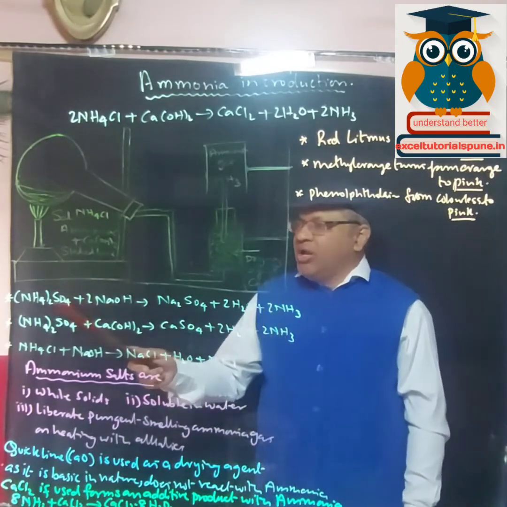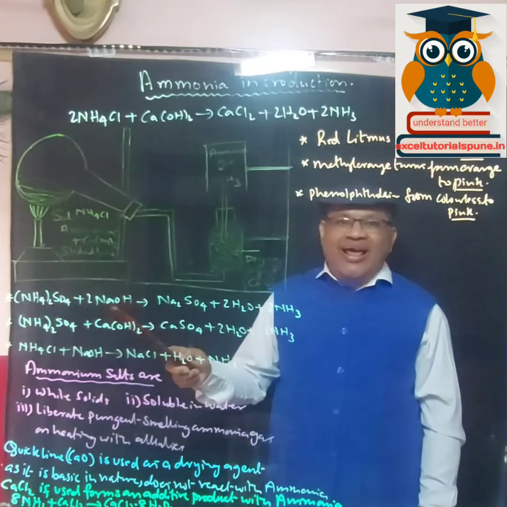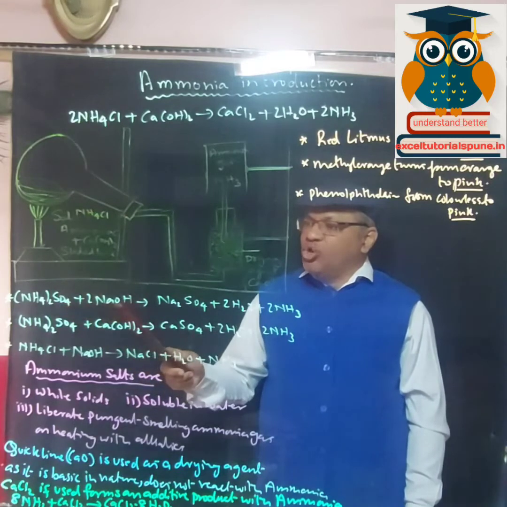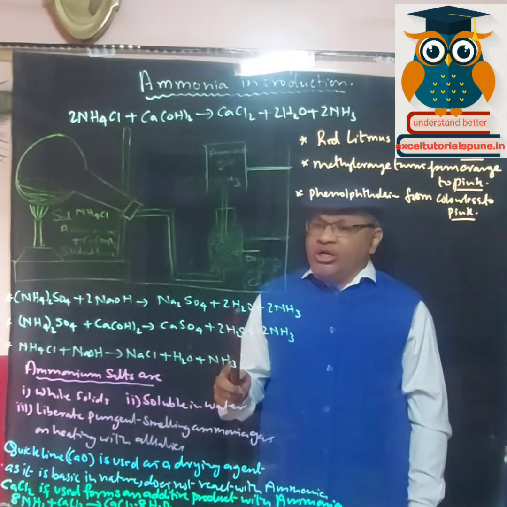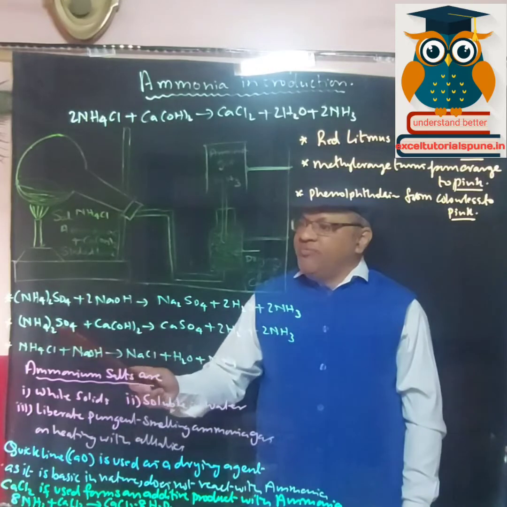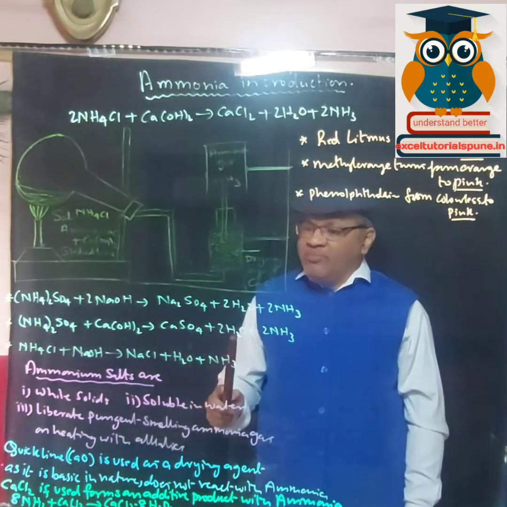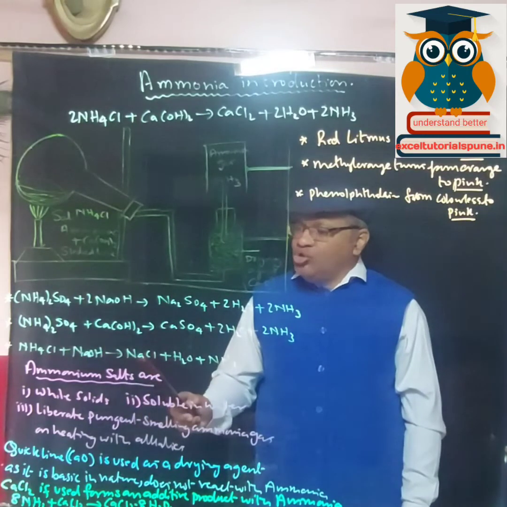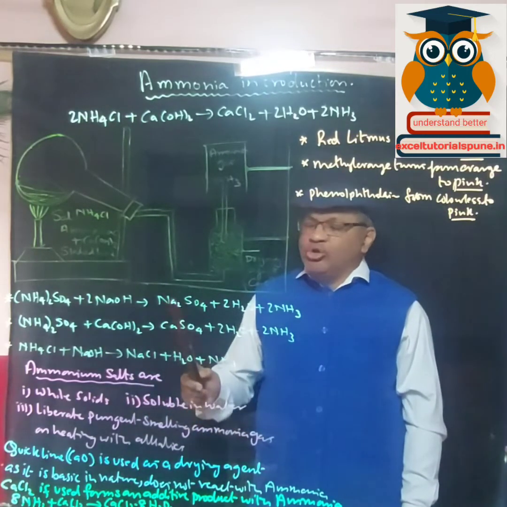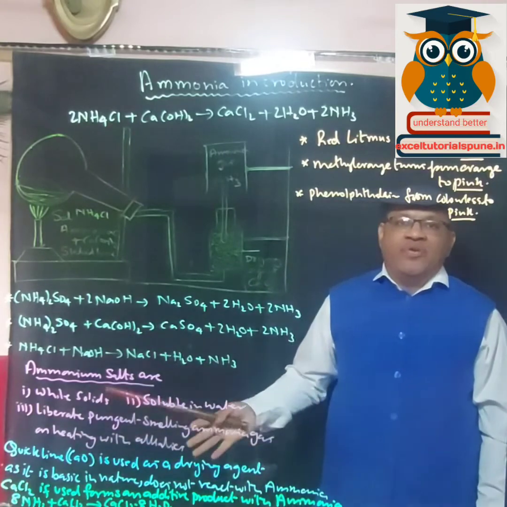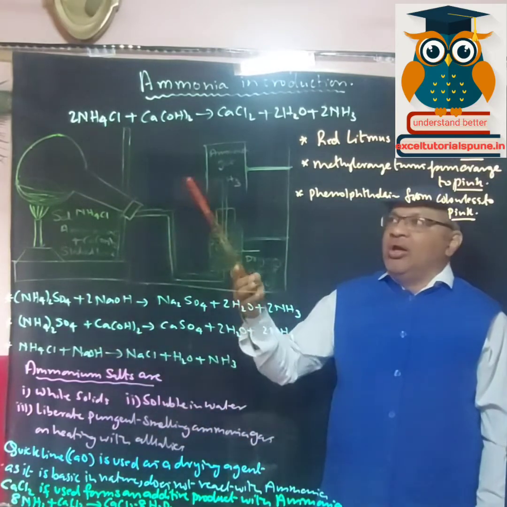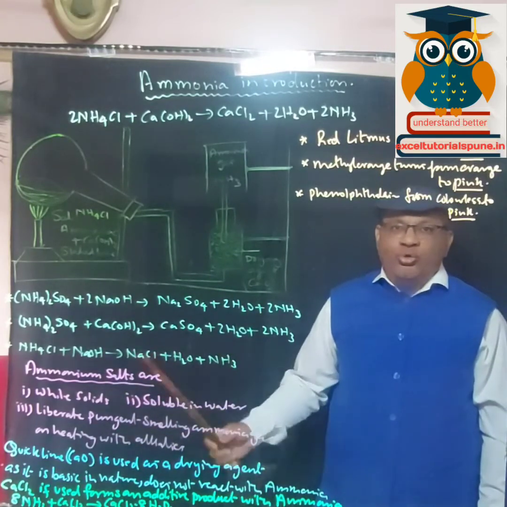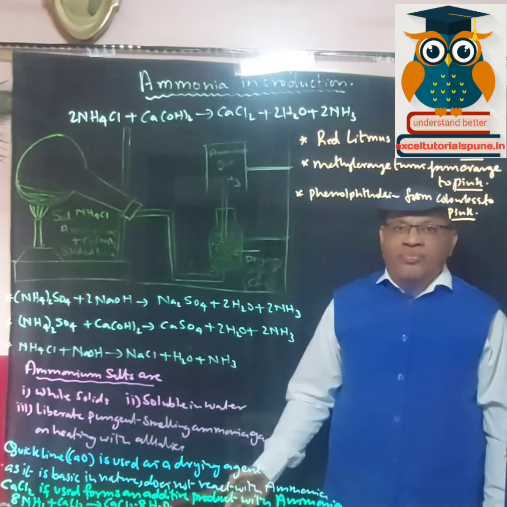Now look at ammonium sulfate. When you take another alkali like sodium hydroxide, ammonium sulfate with sodium hydroxide forms sodium sulfate plus water plus ammonia. Ammonium sulfate with calcium hydroxide gives you calcium sulfate plus water plus ammonia. Ammonium chloride with sodium hydroxide gives you sodium chloride plus water plus ammonia. So these are the other reactions. If you don't have ammonium chloride, you can take ammonium sulfate, and if you don't have calcium hydroxide, you take sodium hydroxide, which is also an alkali.